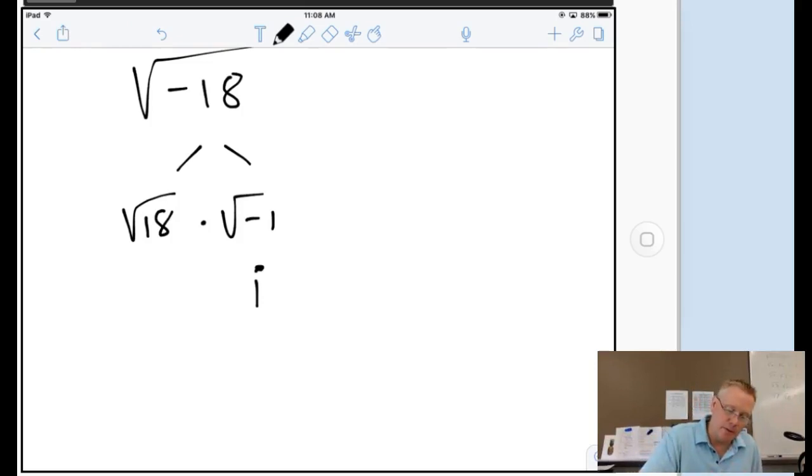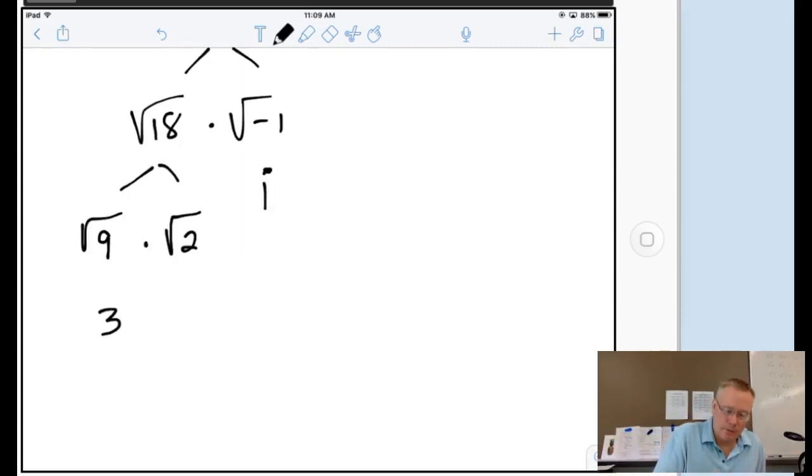Now, I'm not done because we already talked about how I can reduce square roots, and there is a perfect square that goes into 18, and that would be 9, okay? You don't want to use 6 and 3 because neither one of those is a perfect square, but 9 and 2 is good. So the square root of 9 is regular old 3. So I got 3 and the square root of 2 and the i, and they're all connected by multiplication, and that's the answer.